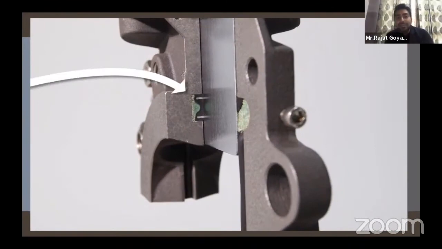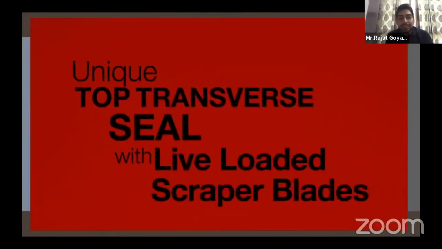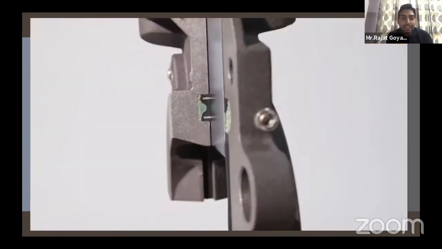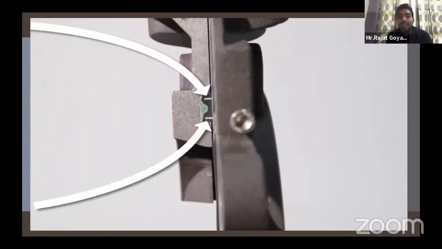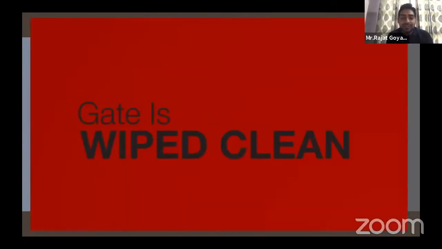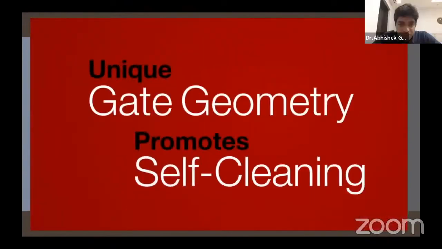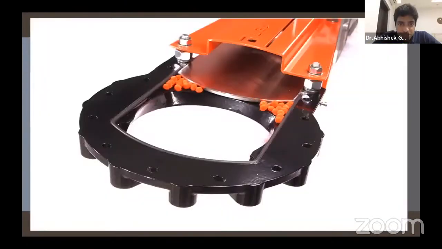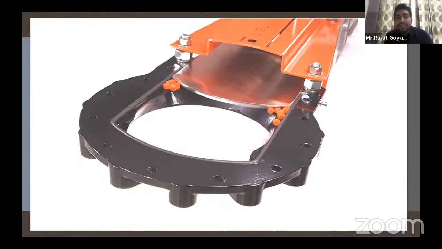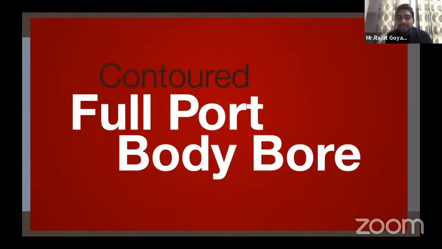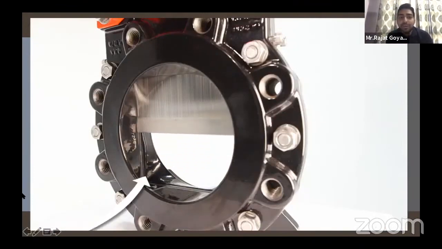We have a unique transfer seal. This is according to the applications of the customer. So in ash handling plants, we have a unique transfer seal. This can be replaced in full pressure condition, while opening or closing. Unique gate geometry promotes self-cleaning. As you can see, I told you this gate is a straight gate, so automatically the design of the gate helps in cleaning the valve when it closes down.